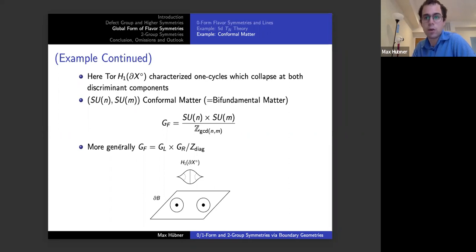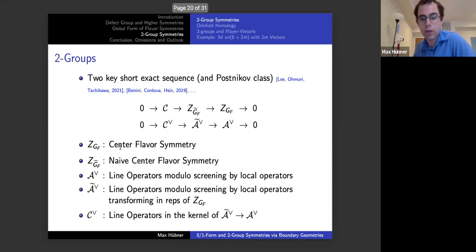Okay, so now we've characterized one-form symmetries and zero-form symmetries, and let's talk about two-group symmetries. Two-group symmetries arise whenever the topological symmetry defects of the zero-form symmetry act on the one-form symmetry defects. And in particular, the two-group quantifies the obstruction to turning on background fields for the zero and one-form symmetry independently.